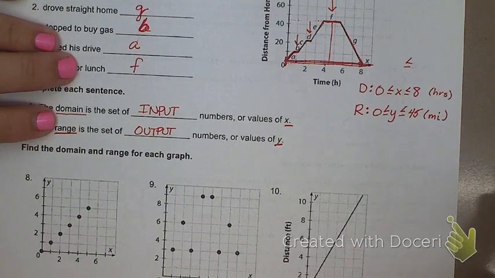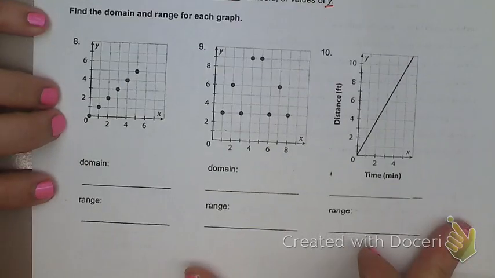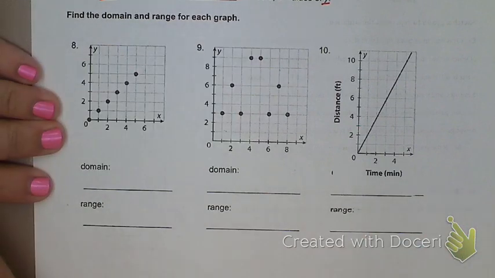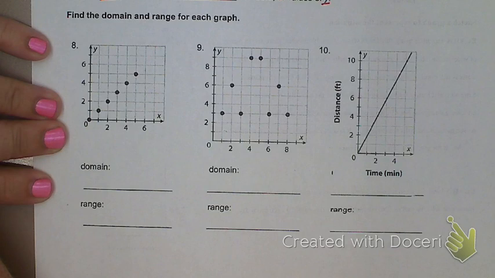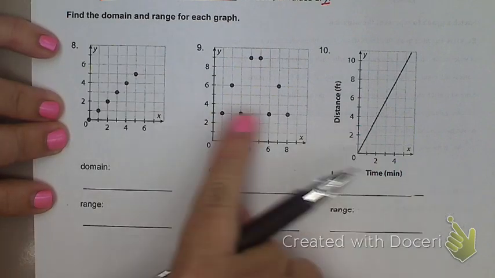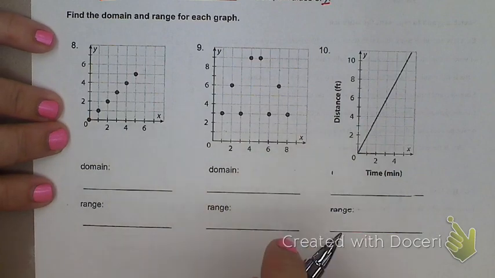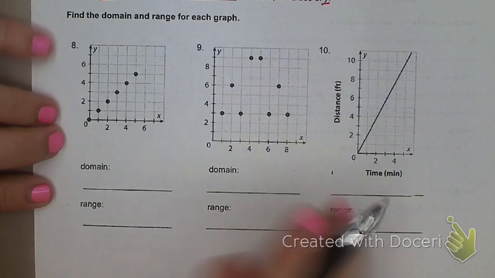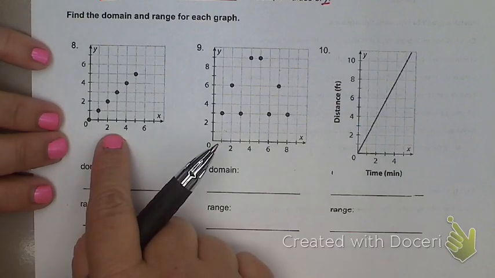Okay. All right, so let's look at some graphs here. It says find the domain and the range, and I'll do that in just a minute. These are different types of graphs. Can you give me the two words that we talked about that made graphs look different like this? Discrete and continuous. Is number 8 discrete or continuous?